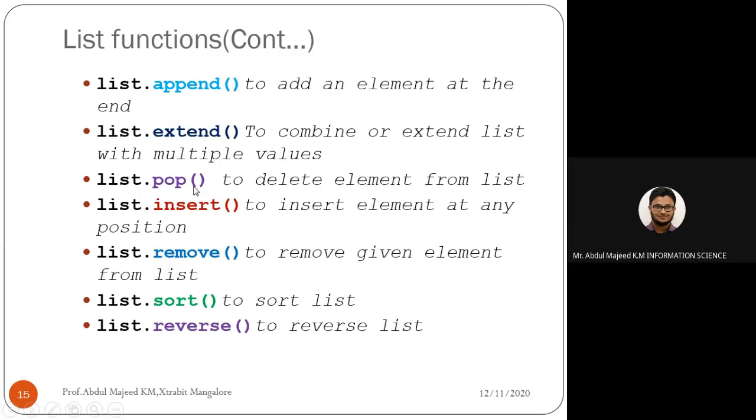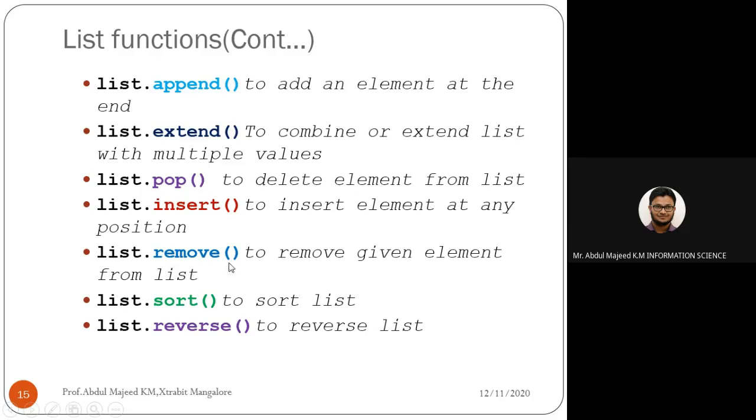Third one, pop function, list.pop function. It is used to delete an element from the list. The recently added element will be deleted by using the pop function. The next one, insert function. It is used to insert an element at any position. If you want to add an element at the end of the list, you can use the append function. Whereas by using the insert function, you can add an element wherever you want.